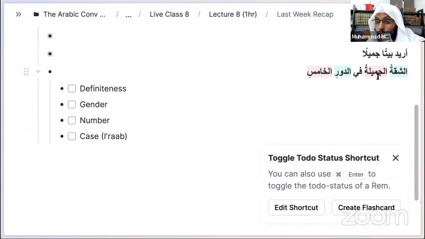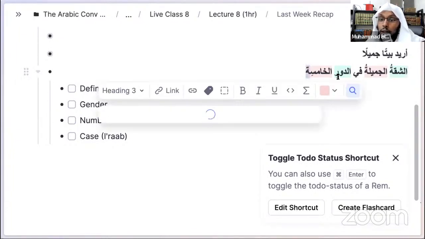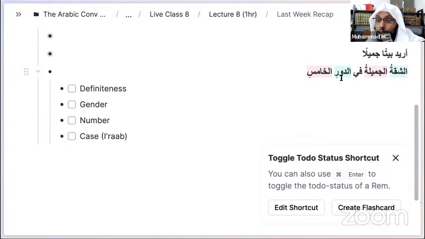So الشقة الجميلة. There is agreement in definiteness, they're both definite. Agreement in gender, they're both feminine. Agreement in number, they're both singular. Agreement in i'rab because they're both dhamma. How about the next set? Same thing. Singular, singular. Masculine, masculine. Definite, definite. And both of them have kasra at the end. الدور الخامس. Obviously, when I put the ta in the question, that was wrong. That was the mistake, basically, because this is masculine, so this also needs to be masculine. Khamis without ta marbuta.